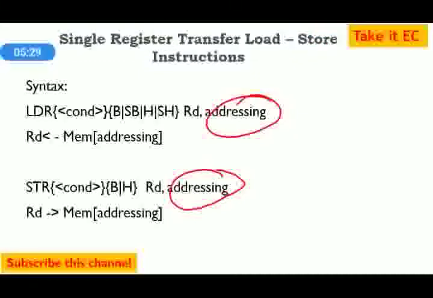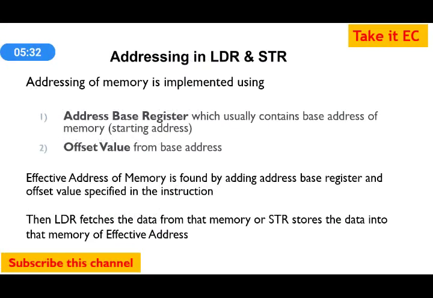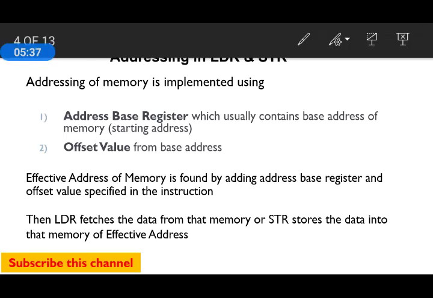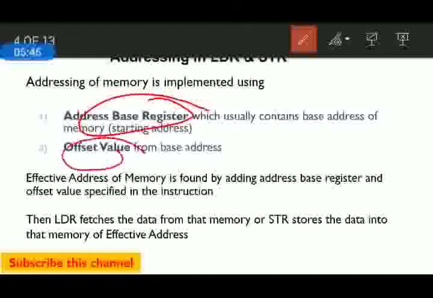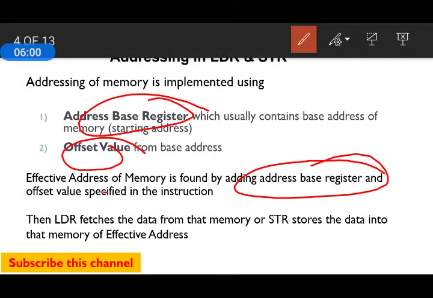Okay, so now let us continue to the next slide. How is the addressing done in LDR and STR? Usually, addressing is implemented using two components: the address base register, then the offset value. Using these two components, addressing of the memory is done. The effective address is found by adding the address base register and the offset value, which are specified in the instruction, such as LDR and STR.